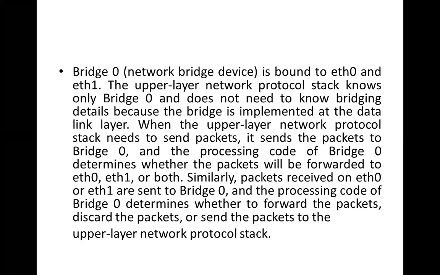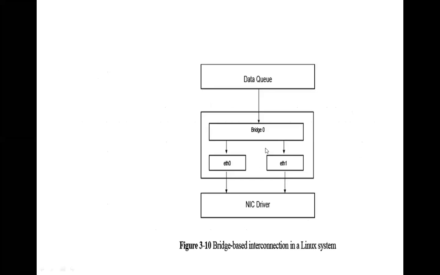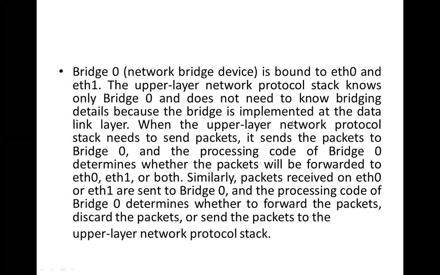The processing code of bridge 0 determines whether the packets will be forwarded to Ethernet 0, Ethernet 1, or both. Similarly, packets received on Ethernet 0 and Ethernet 1 are sent to bridge 0, and the processing code of bridge 0 determines whether to forward the packet, discard the packet, or send the packet to the upper layer network protocol stack. So you can imagine the role of this bridge 0 here. This will decide how the packets will move downward and how the packet is going to move upward.